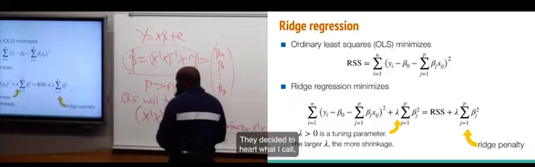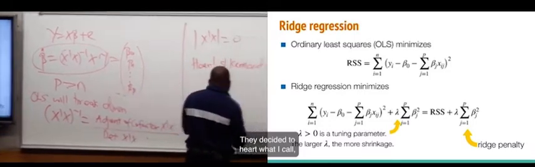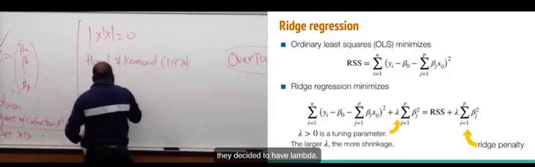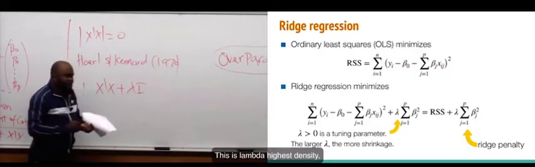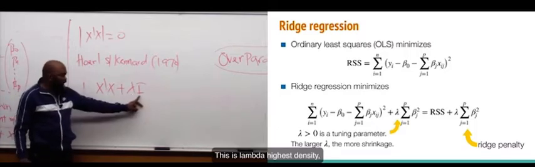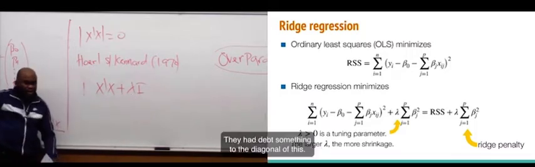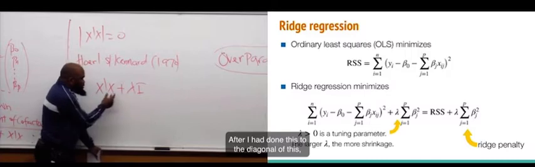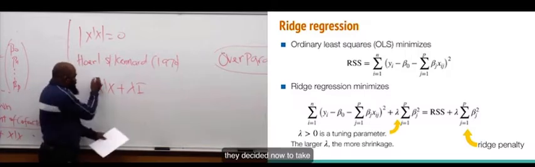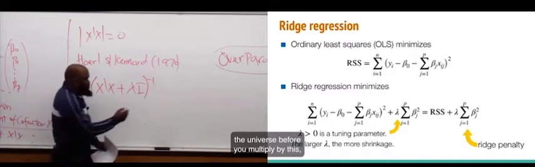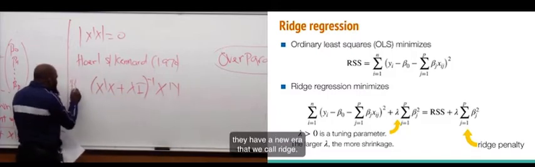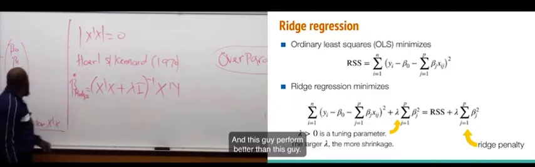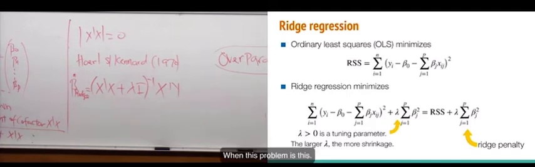They decided, instead of using this guy, to add lambda I. This is lambda. I is identity, which means I'm talking about the diagonal, right? They added something to the diagonal of this. Then after adding this to the diagonal, they took the inverse, before they multiply by this, and they have a new beta that we call ridge. And this guy performed better than this guy when this problem exists.